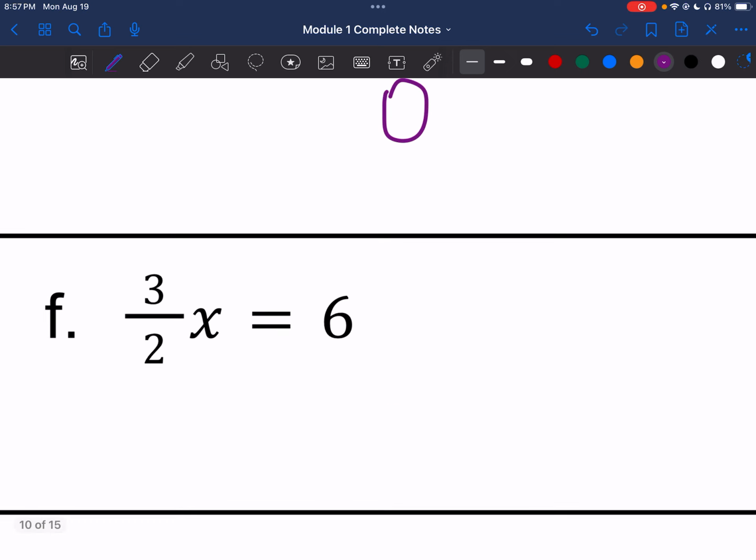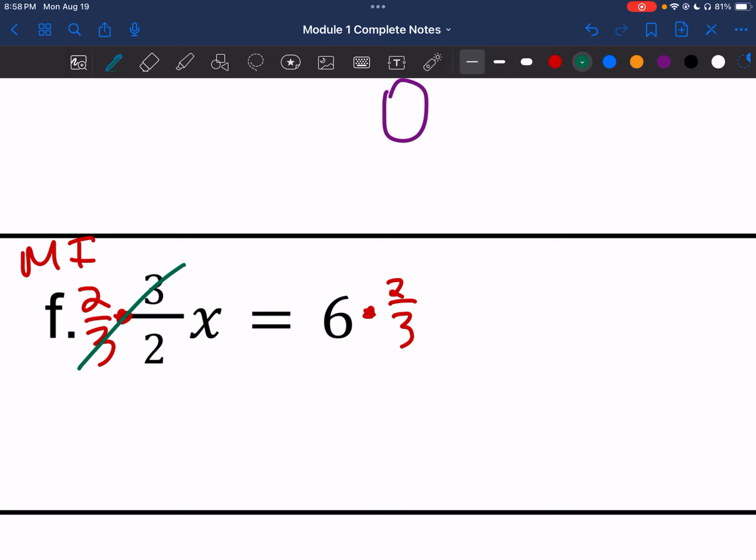All right, let's just move down the page and look at letter F here. We've got 3/2x is equal to 6. So this is an application, and this is kind of diving a little bit into next chapter, but you should have seen this in 7th grade. So we have 3/2 x. To get rid of that, we need to use the multiplicative inverse, and we need to multiply by 2/3 on both sides of our equation. Because what you do to one side of the equation, you can do to the other. And we'll talk about that more in a little bit.